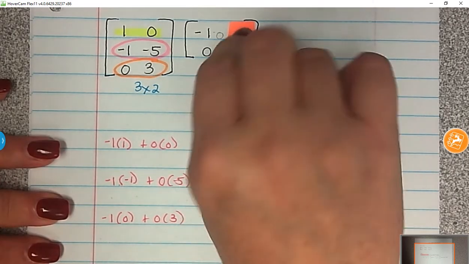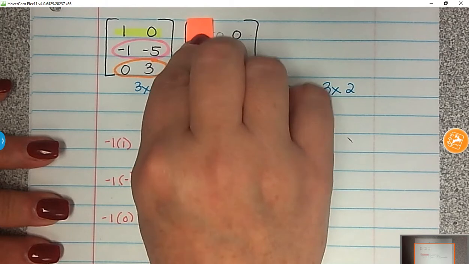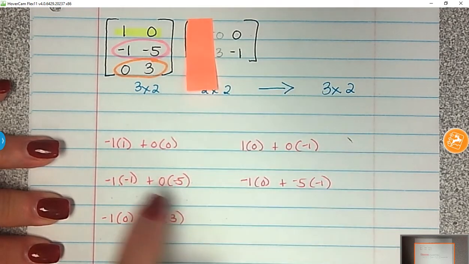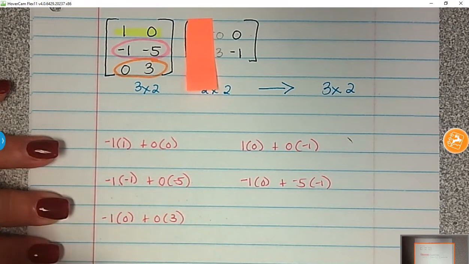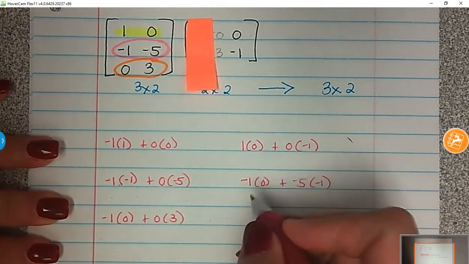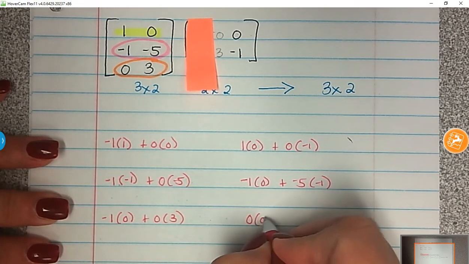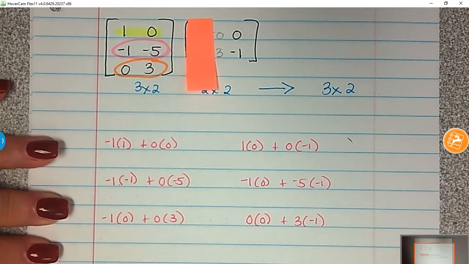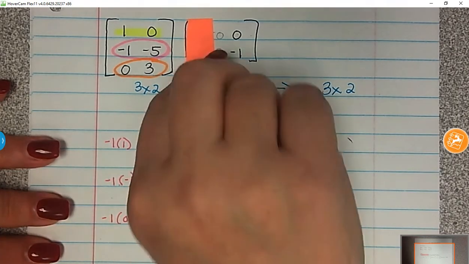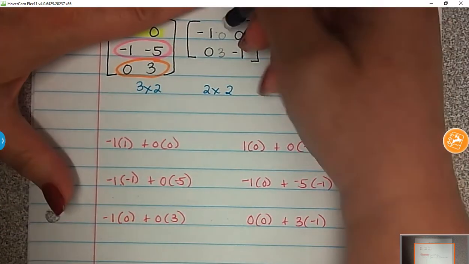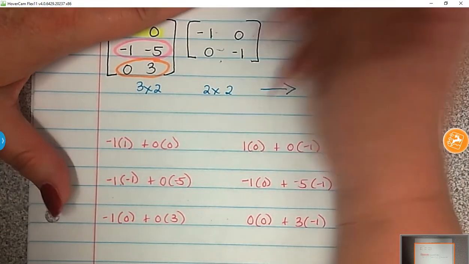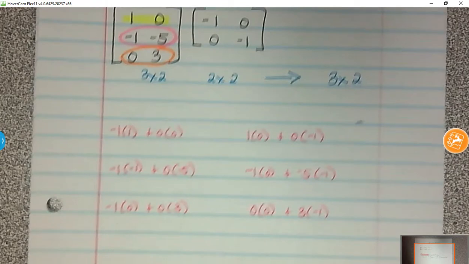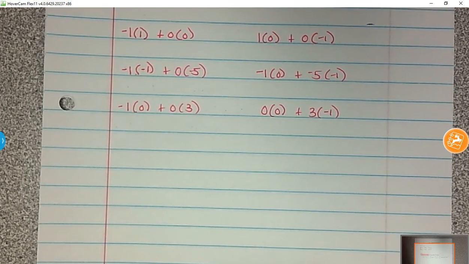Now we've got to work with row 3, column 2. So in my workspace, row 3, column 2. That is 0 times 0 plus 3 times -1. All right, so I'm actually done with the multiplying part at this point. All I have to do now is simplify this information.